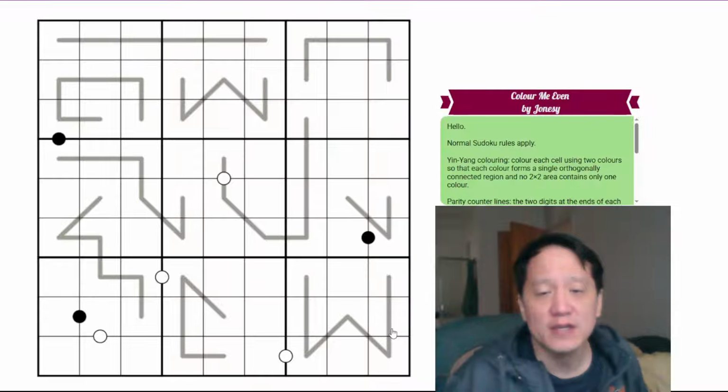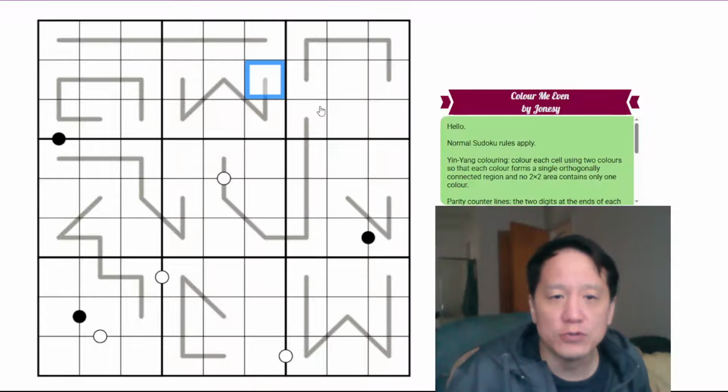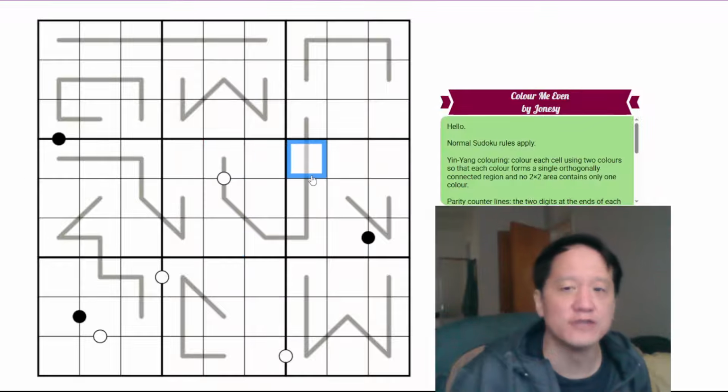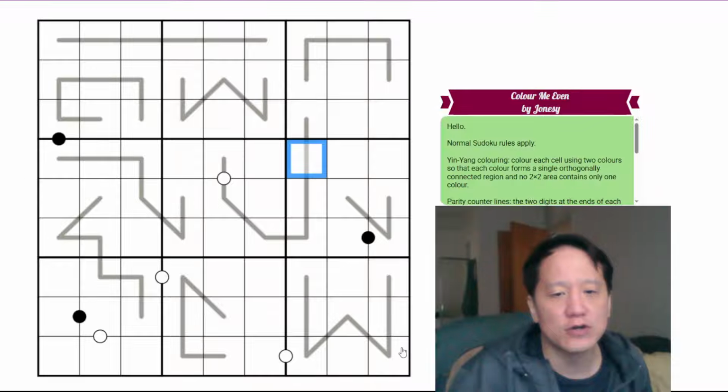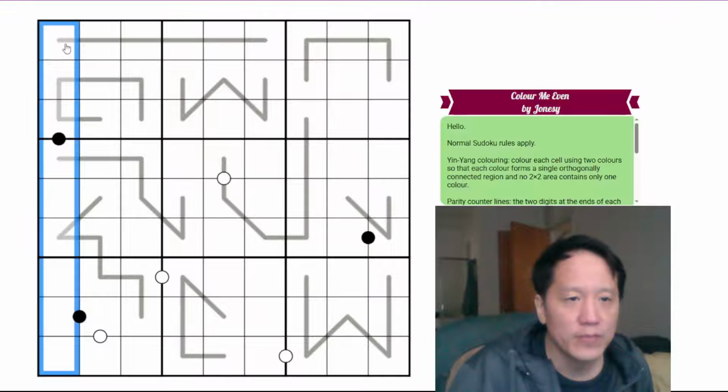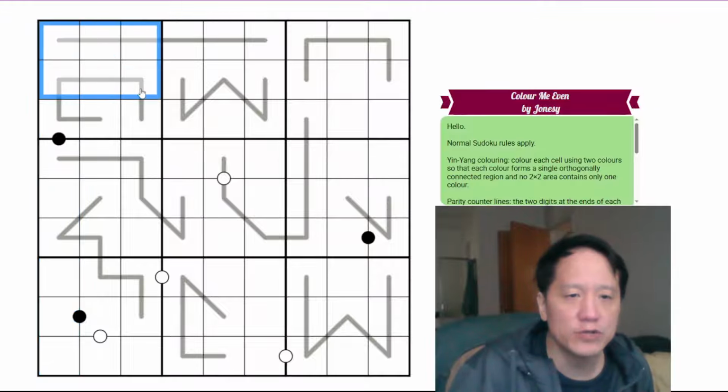Hi Jonesy. We have normal Sudoku rules apply, which means in every cell in the grid, place a single digit from 1 through 9 such that there are no repeats in any row, column, or designated 9-cell region.